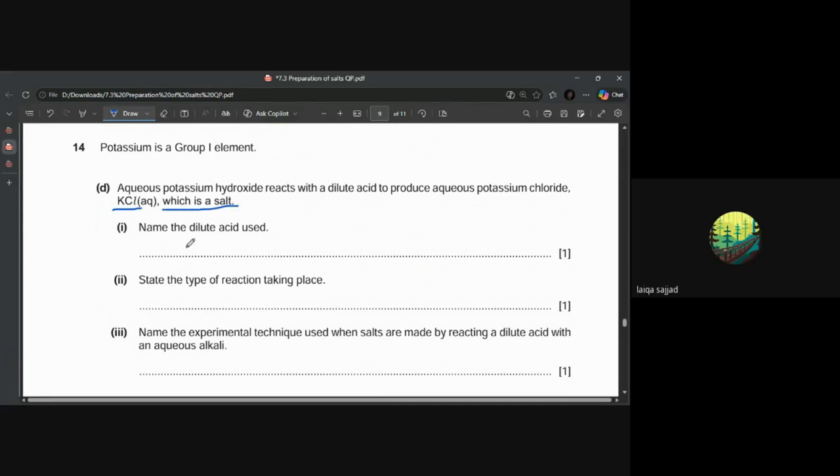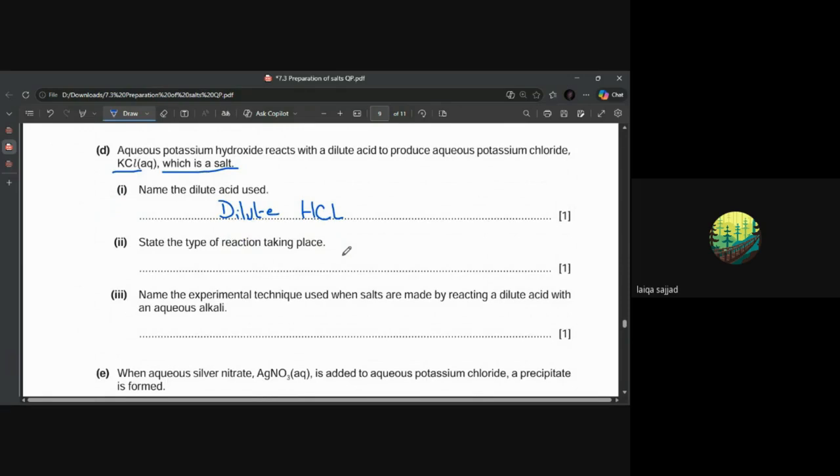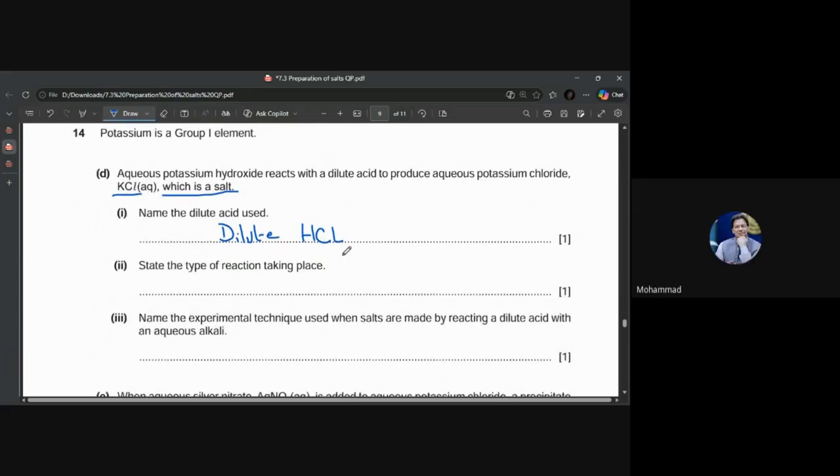Because we are looking for such an acid that must contain the chloride ion so that we can get potassium chloride, because it contains a chloride ion. So we are looking for that acid which contains a chloride ion. So the answer can be dilute hydrochloric acid, dilute HCl. State the type of the reaction that is taking place. Very good, it's neutralization.